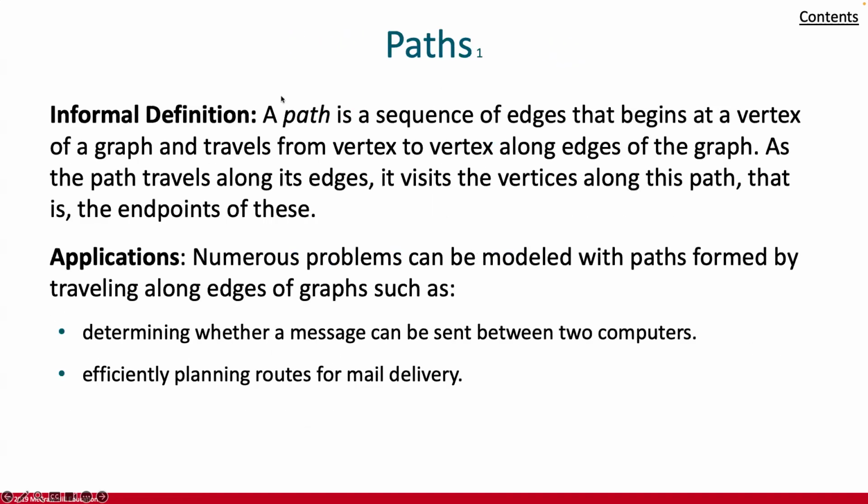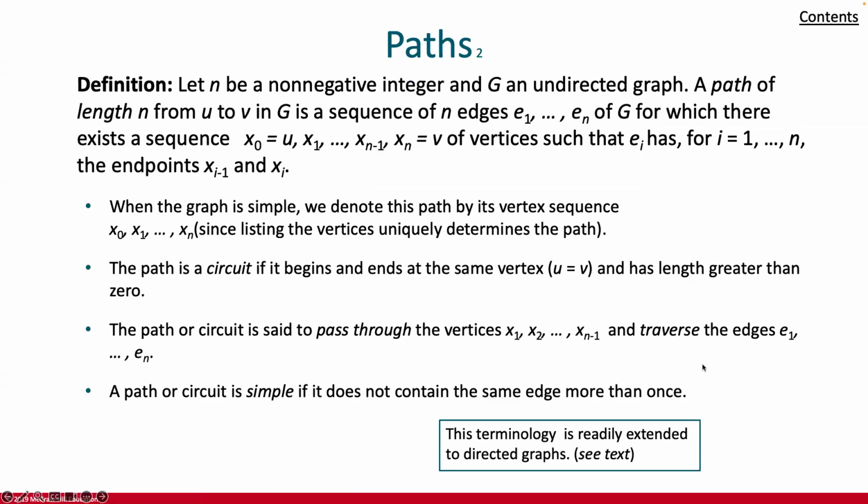An informal definition of a path is a sequence of edges that begins at a vertex of a graph and travels from vertex to vertex along the graph. As a path travels along its edges, it visits the vertices along the path, that is, the endpoints of these edges. So this is what you do when you're trying to explore connectivity, and we can see a couple of things that we can be thinking about in terms of applications.